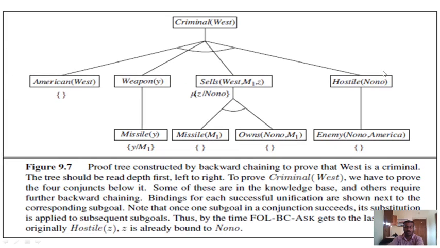So this is the concept of total construction of your diagram. Here finally we concluded that Colonel West is a criminal. So this is the concept of backward chaining.